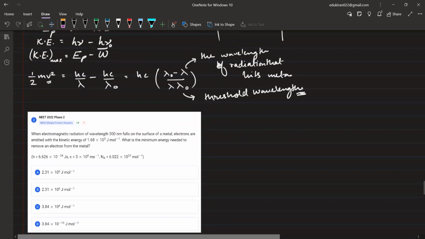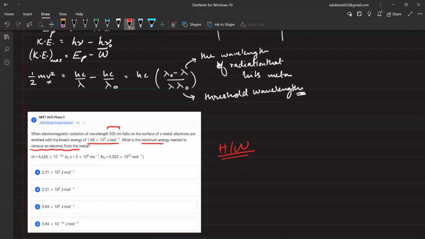Write this question as homework. Direct formula वाला सवाल है ये. When electromagnetic radiation of wavelength 300 nanometer falls on a surface of a metal, electrons are emitted with kinetic energy इतना. What is the minimum energy needed to remove the electron from metal? ये क्या पूछ रहे हैं? They are asking about the work function.